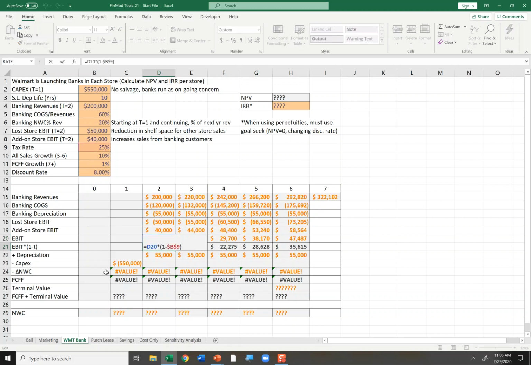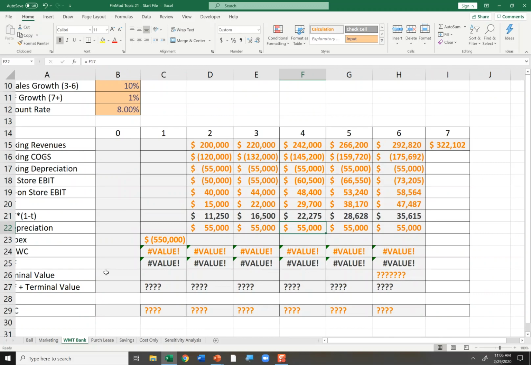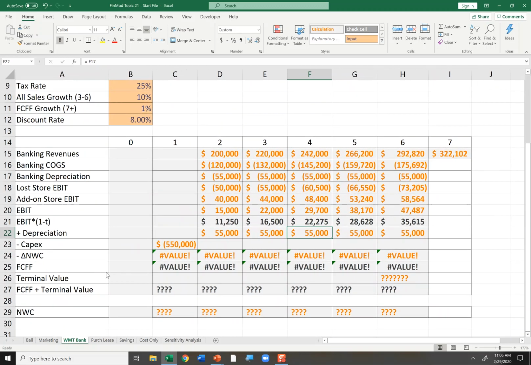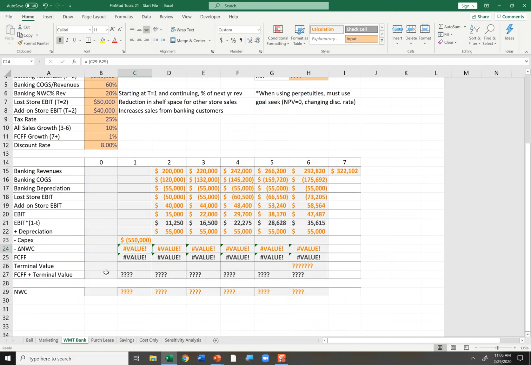So here's my EBIT, revenue minus Opex, including depreciation. I'll take my EBIT after tax. I'm going to add back my depreciation. I'm going to take my Capex, we'll start 1 year from now. And then I have my net working capital. So let's come down here and get net working capital.